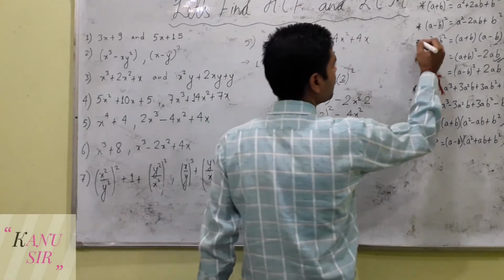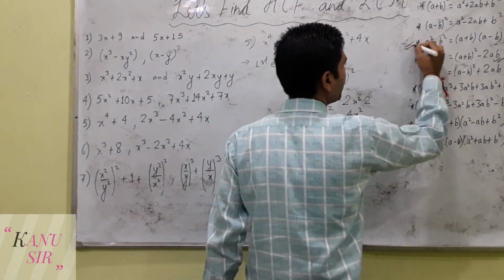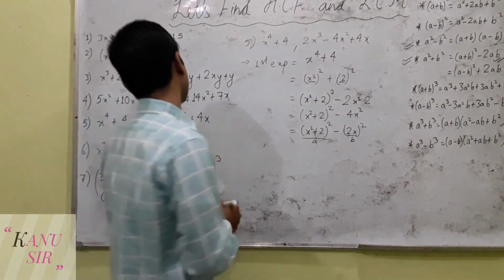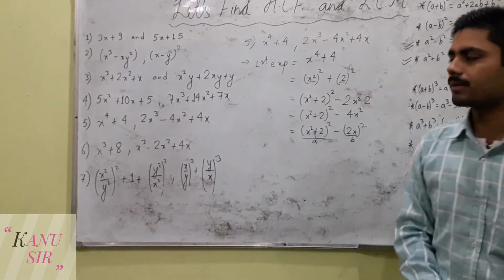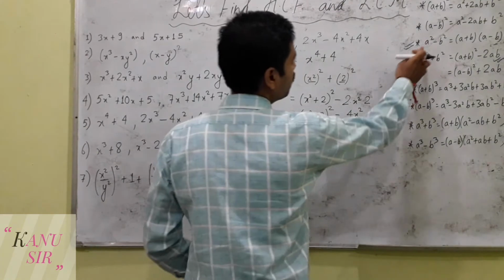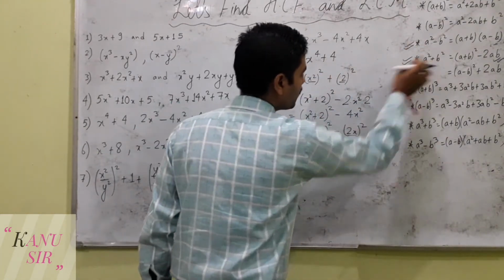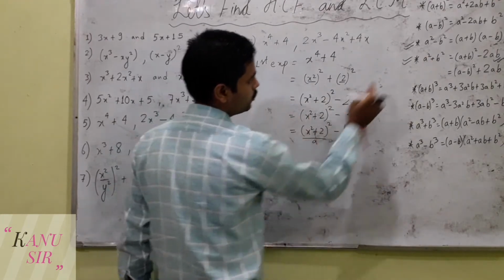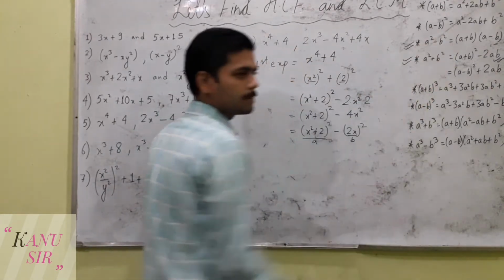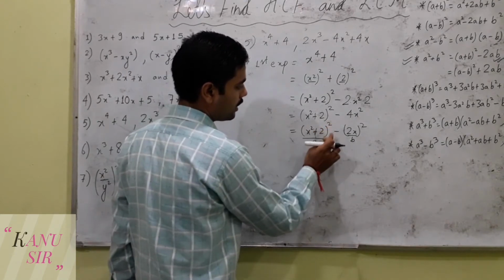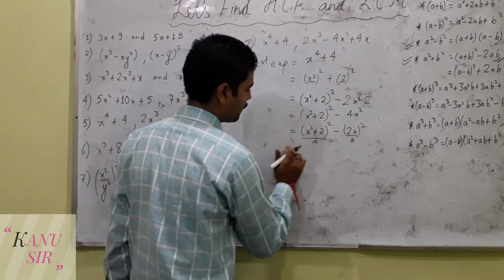And mostly these two formulas are very important while finding the HCF and LCM in algebraic expressions. In most of the cases these two formulas are highly used. Now first we have used a square plus b square here. Now we are going to use a square minus b square here, because they look like a whole square minus b whole square.